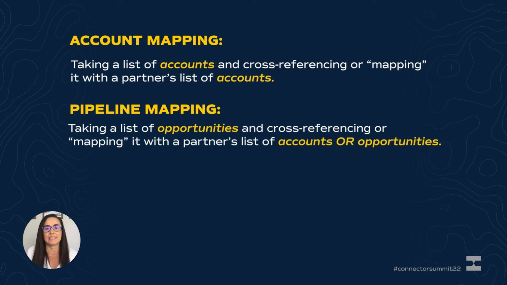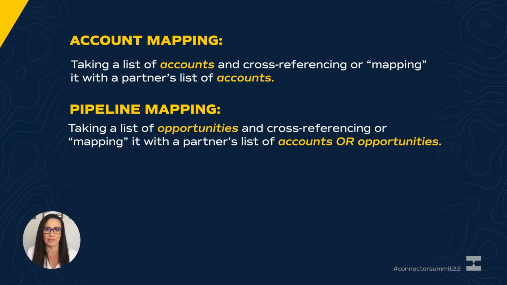Pipeline mapping is taking a list of opportunities and cross-referencing or mapping it with a partner's list of accounts or opportunities. Pipeline mapping leverages opportunity data, not just account data. Our customers use pipeline mapping to see which partners can help them push active deals forward, and vice versa. We have to keep that reciprocity in mind.